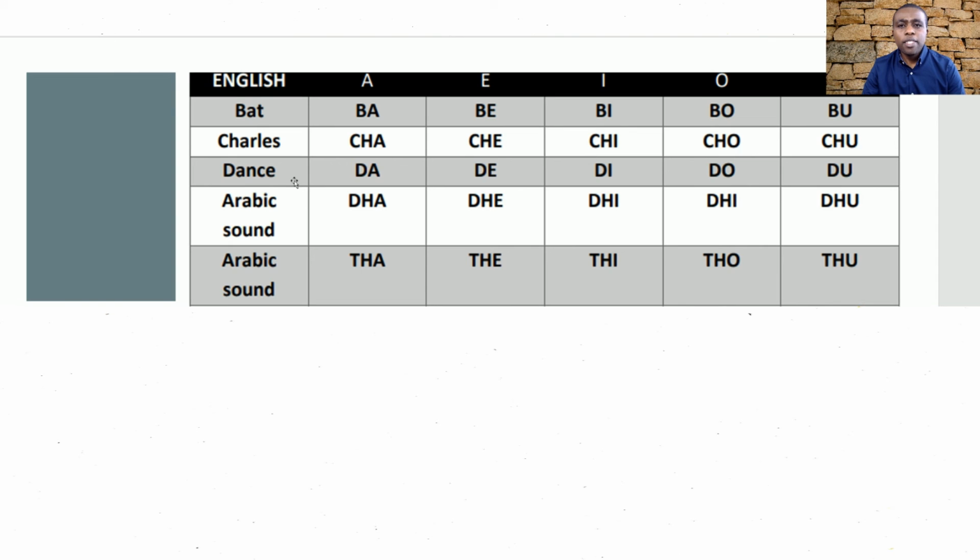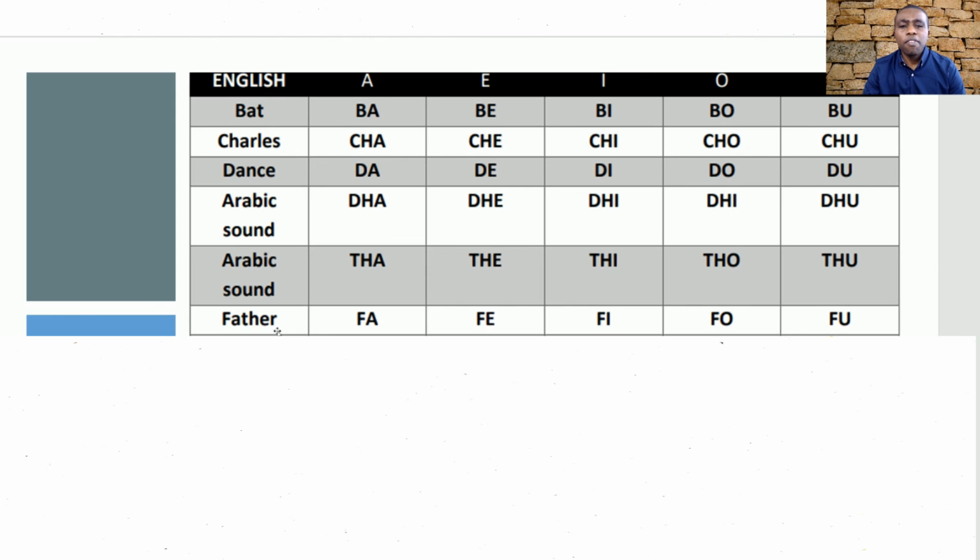We've already done the da. So I'm going to look at the special Arabic sounds. The letters TH and DH have the same sound, and that sound is a unique sound, which is tha. Very Arabic sounds. So we have tha, the, thi, tho, thu. Let's go through that again. Tha, the, thi, tho, thu.